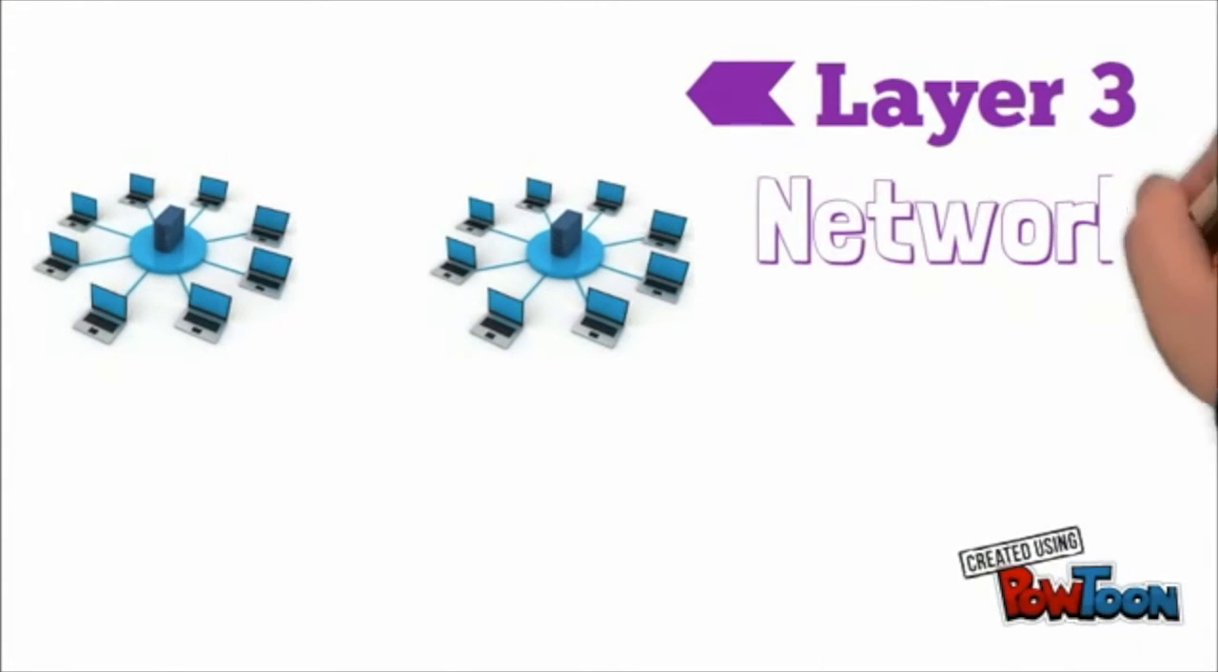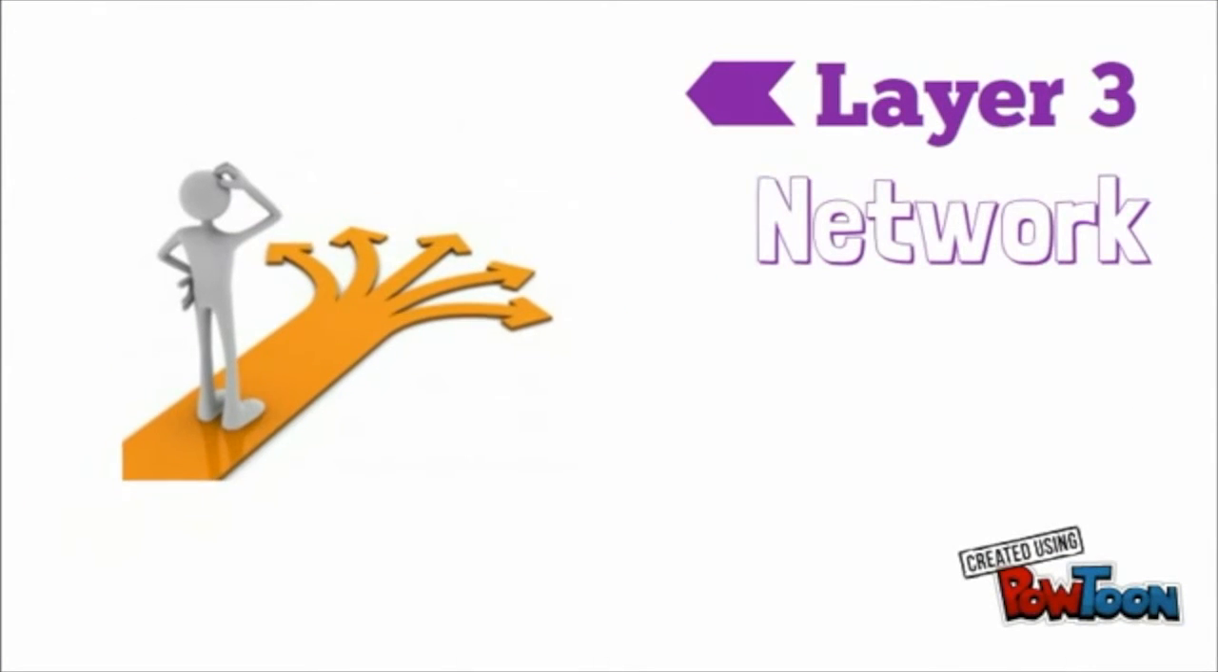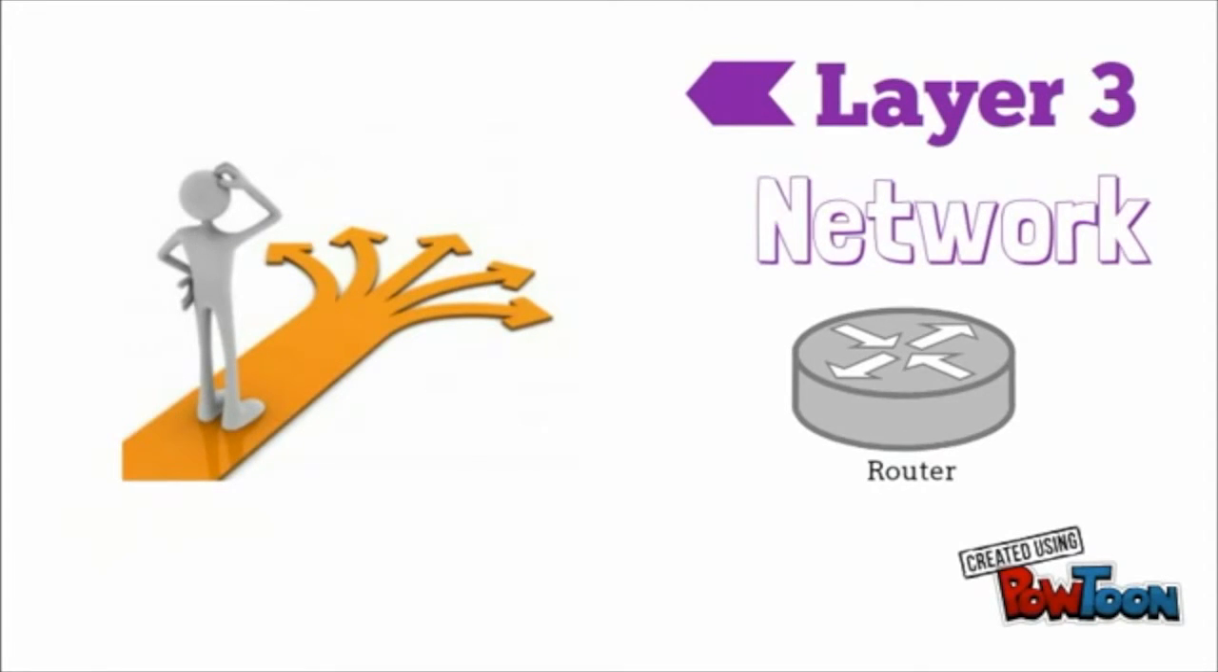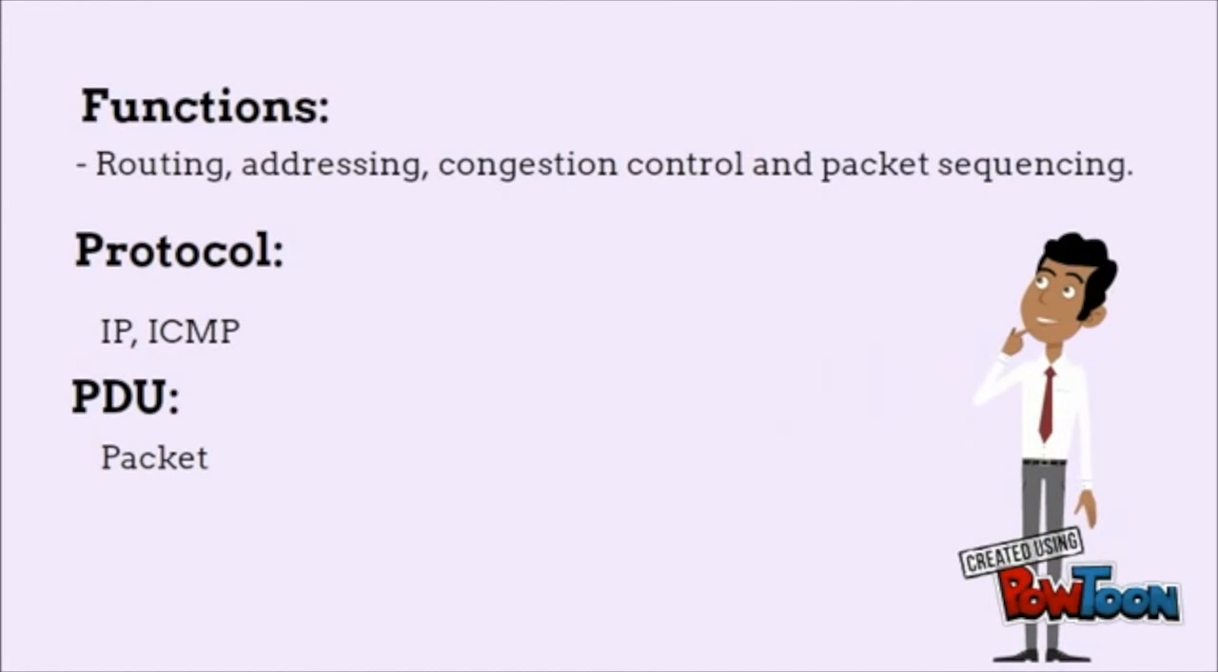The network layer connects hosts on different networks. It finds the shortest path to the destination by adding the source and destination, such as IP address, to the segments. Routers operate on this layer. More details about this layer are listed here.